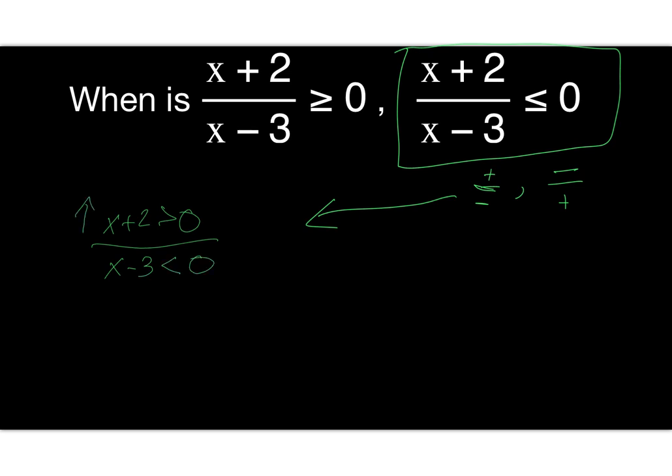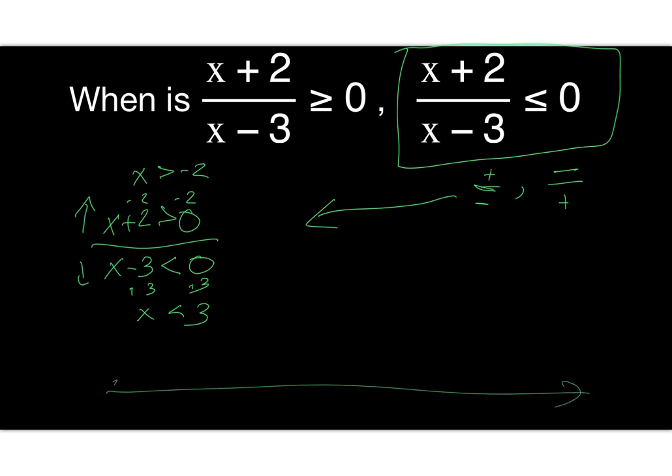I'm going to work this problem up. Subtract 2 from both sides. x greater than negative 2. Work this one down. Add 3 to both sides. x less than 3. Number line. Negative 2 and positive 3 are my two numbers. I need 3, x less than, open dot shaded this way. Here, negative 2, open dot.